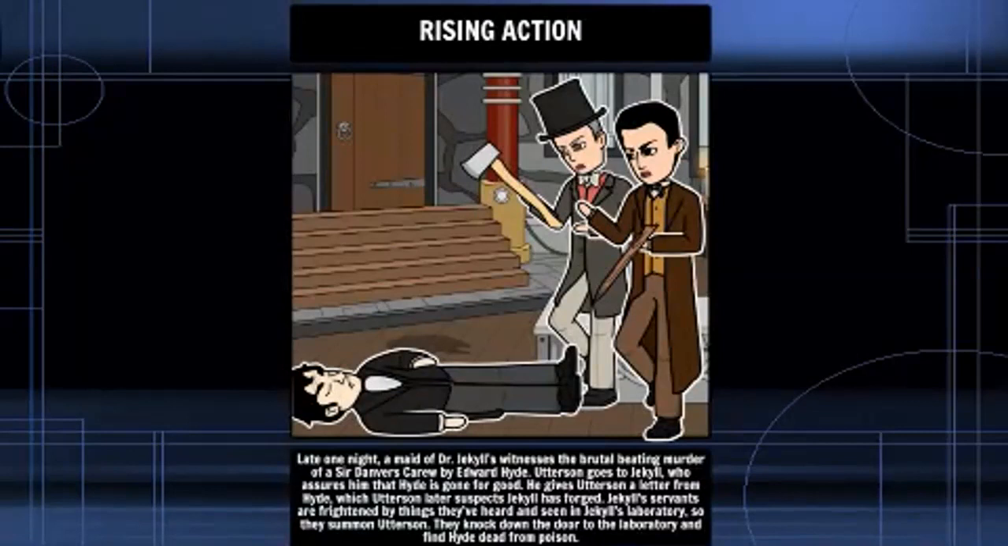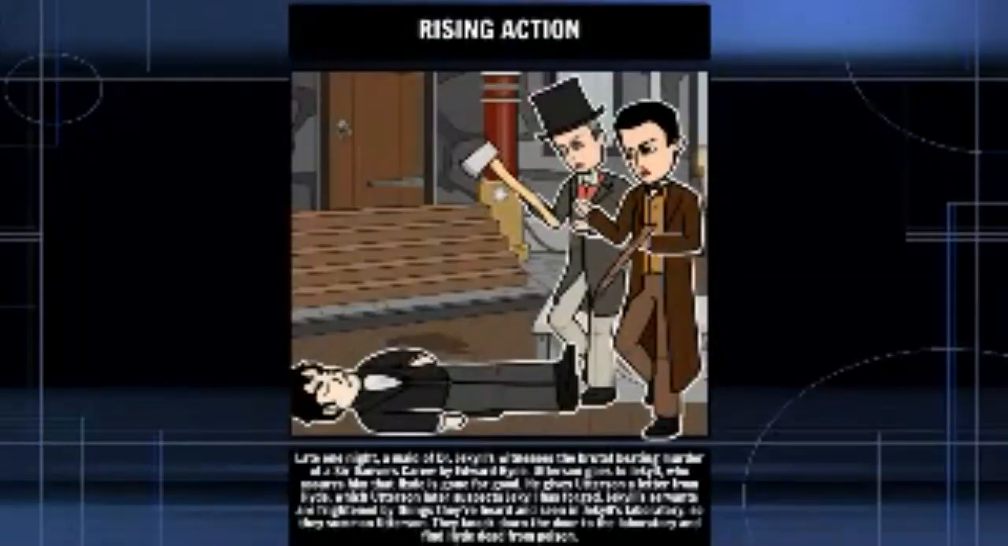Late one night, a maid of Dr. Jekyll witnesses the brutal beating murder of Sir Danvers Carew by Edward Hyde. Utterson goes to Jekyll, who assures him that Hyde is gone for good.